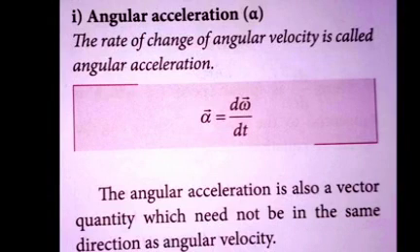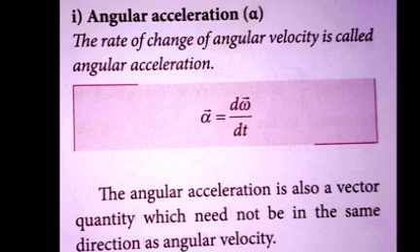So the angular acceleration is represented by the symbol alpha. We already know that the rate of change of velocity is known as acceleration, represented as a. Angular acceleration is similar to linear acceleration. Now the object covers distance in a circular path, so the velocity will change. Therefore the rate of change of angular velocity with time is known as angular acceleration.